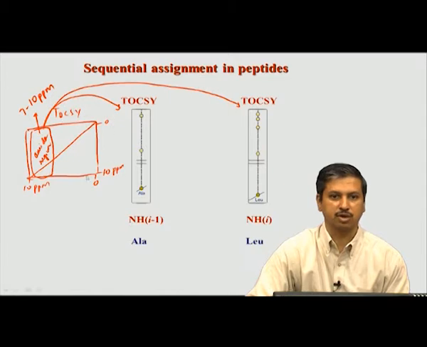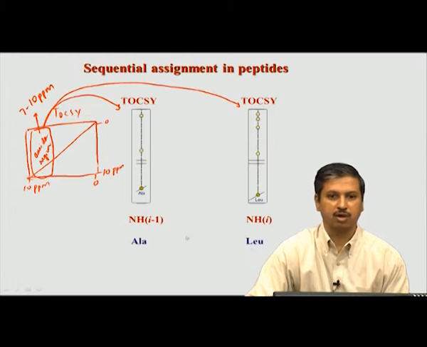So, this is the total TOCSY spectrum, and this is the amide region here, and in particular, let us say one particular spin system we identify as leucine. And there is another spin system which we identify as alanine. So, these are two different spin systems, both of which are present in the TOCSY region. Now we want to figure out which is coming after which. As per the letters written down here, NH is residue i and this NH is residue i minus 1. That means alanine is coming before leucine. But how did we find that out?